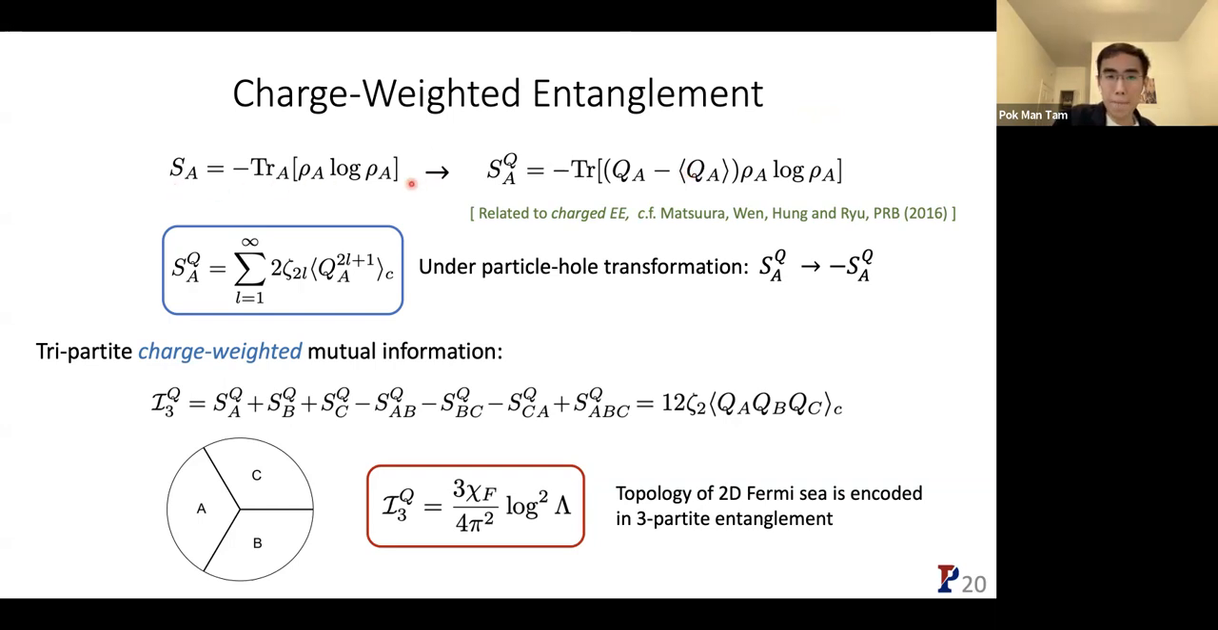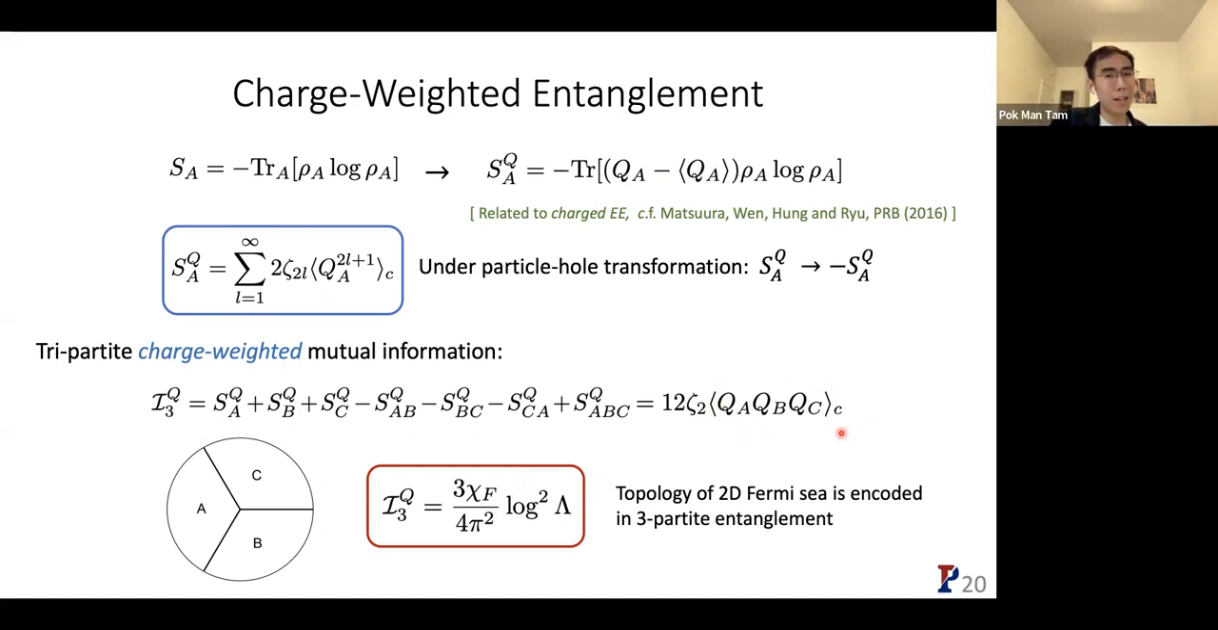So basically, we modify this definition of entanglement entropy by sticking in a factor of charge fluctuation. Again, Q is the charge operator, or the number operator, that counts the number of electrons in region A. So QA is the operator minus its expectation value. Then this is the factor that we'd like to stick in to modify the definition of entanglement entropy. In this case, you can show that this charge-weighted entanglement entropy would be related to the odd cumulants of charge fluctuation. And when you consider the tripartite mutual information of this charge-weighted entanglement entropy, it's actually proportional to the QAQBQC kinetic correlation function. So it has a log square divergence, just as this third order cumulant would, whose coefficient is proportional to the topology of the 2D Fermi sea.